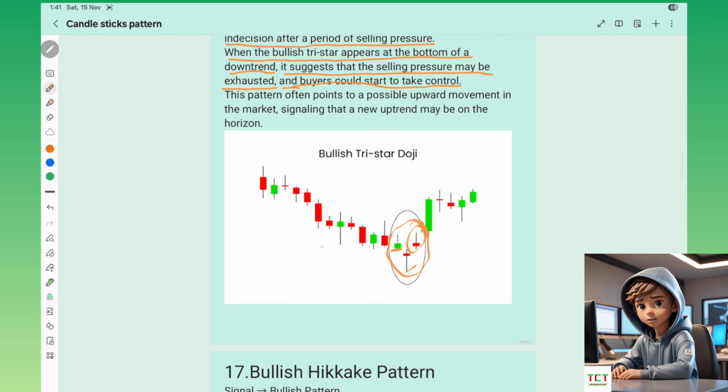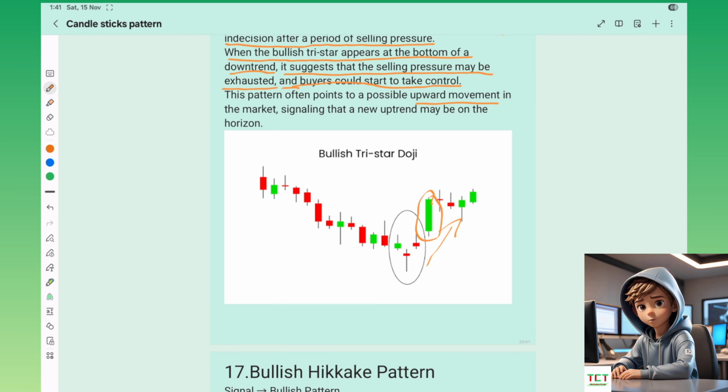Think about it. If the market can't decide direction for 3 consecutive sessions, it means the previous trend has completely lost momentum. And after such indecision at the bottom, an upward reversal is likely. This pattern often points to a new uptrend beginning. The market has essentially reset itself after the triple doji formation. For confirmation, traders watch for a strong bullish candle after the tri-star. If the next candle is a long green candle with good volume, it confirms the reversal.